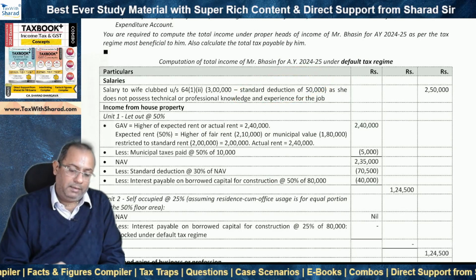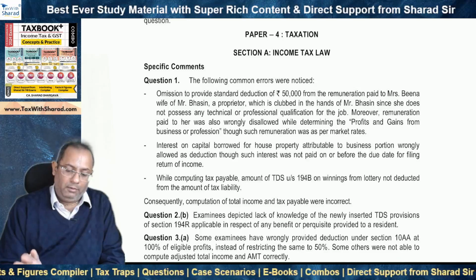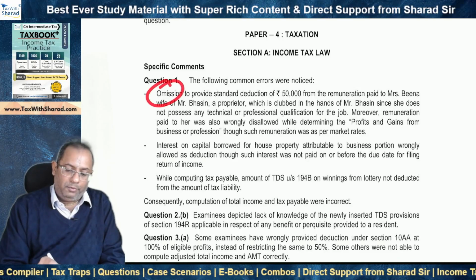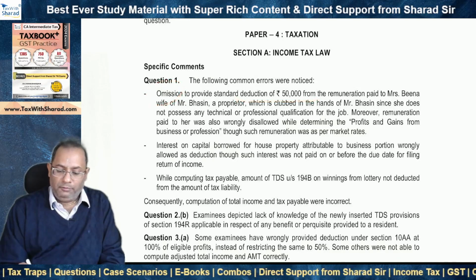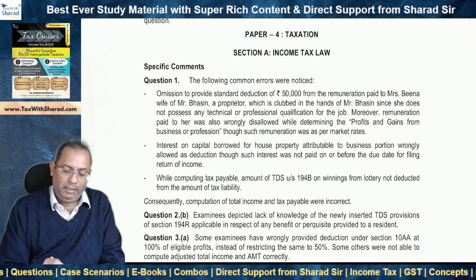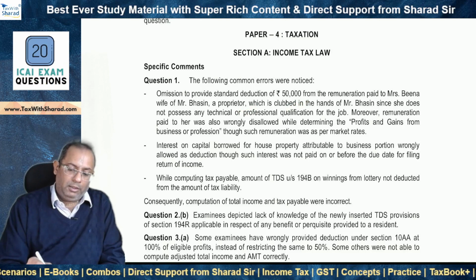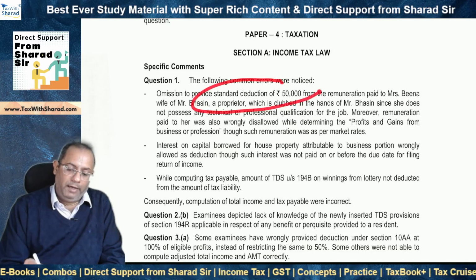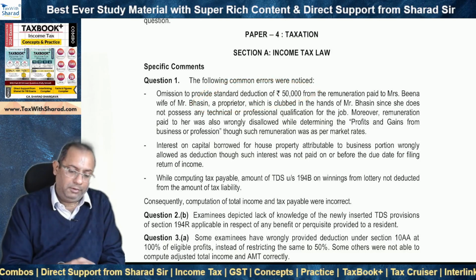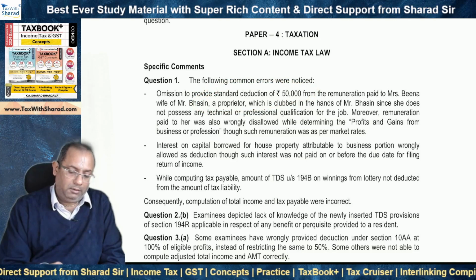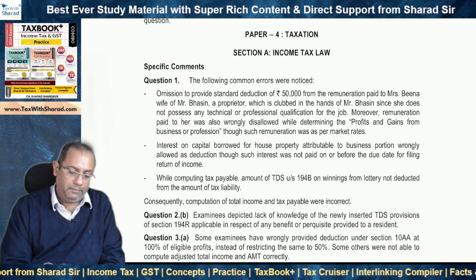Now what is the mistake that has been pointed out? Omission to provide standard deduction of 50,000 from the remuneration paid to Mrs. Beena, wife of Mr. Basin, proprietor, which is clubbed. So students failed to provide a standard deduction of rupees 50,000. So the question is whether a standard deduction needs to be provided.